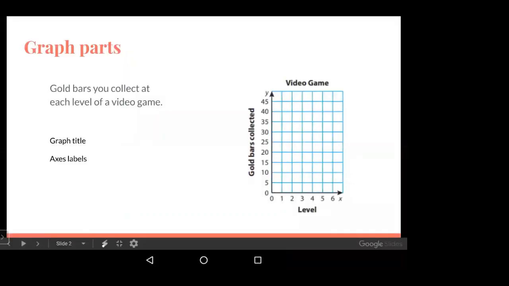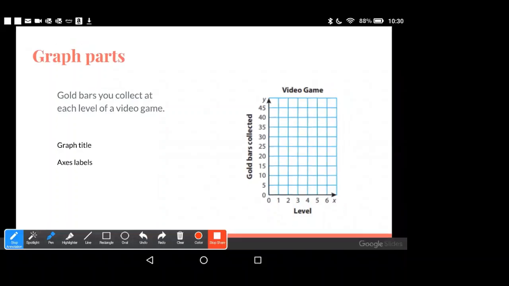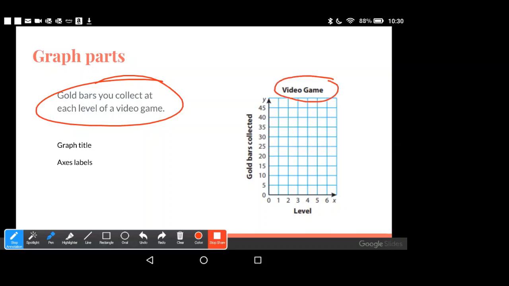So let's look at the parts of the graph. Notice this graph over here. It has a title. It has levels on the x-axis and the y-axis. Those are very important to know what's being talked about. Even without me telling you that this is gold bars you collect at each level of a video game, just looking at the graph, I know that it has something to do with a video game. I may not know the name of the video game, but I know there's a video game.